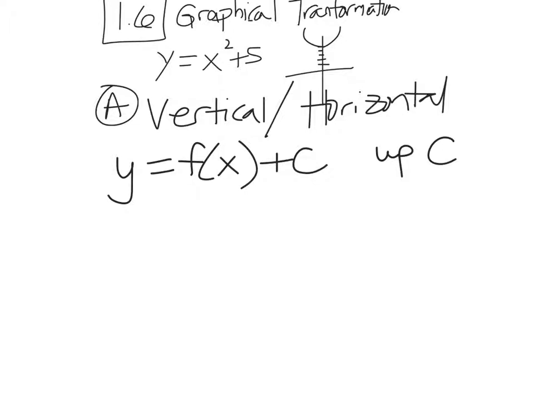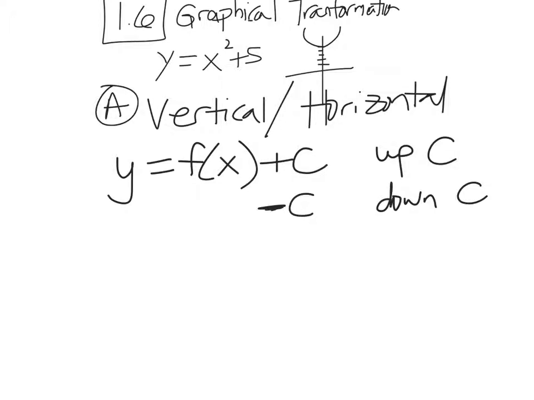Any graph. f of x can be anything. It can be a radical. It can be any of those 12, remember those 12 functions we studied a couple days ago? It could be any of those. And when you take that function, you just add a constant to it, everything gets shifted up. Okay? Same thing, if you subtract a constant from it, it will shift it down c units. All right, so those are your vertical shifts.